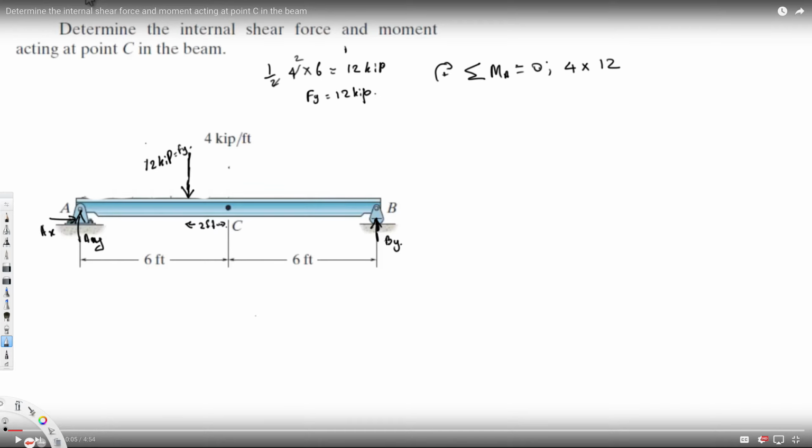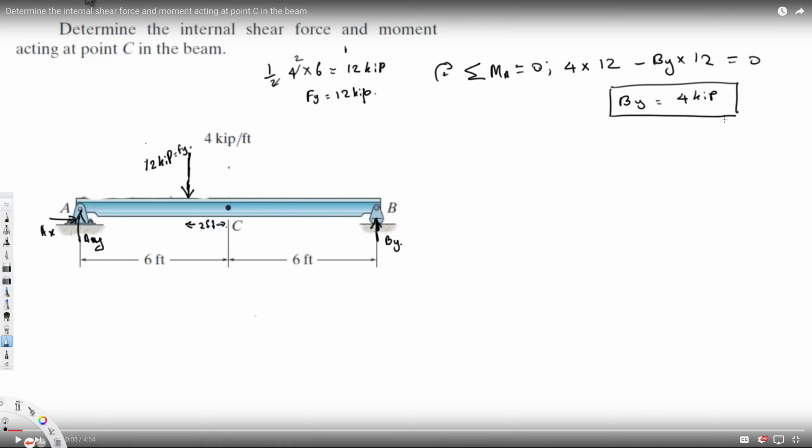Then By is pulling this object counterclockwise, so it's going to be negative By times the total distance, which is 12 feet, so it's multiplied by 12. These are the only two forces creating the moment, so we can say these two are equal to 0. From this I can find By is going to be equal to 4 kilopascal. So this is By.